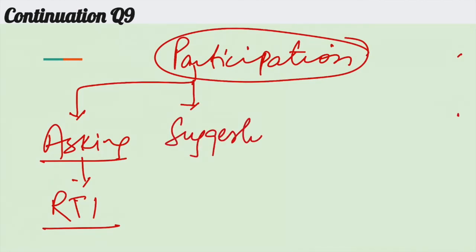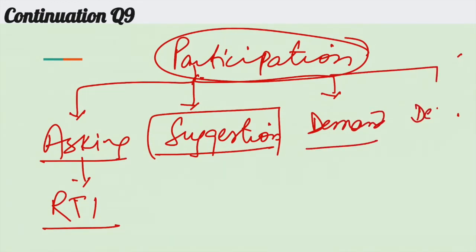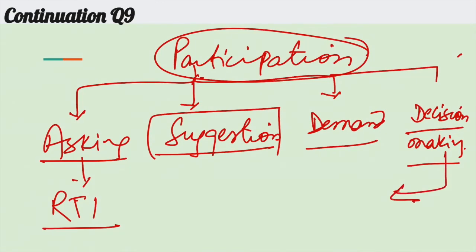How will the citizen ask for information? Through RTI. When they are asking for information, it is not that they are limiting themselves; they are also required to give suggestions to the government. When they are giving suggestions, they can demand better services, and they will also have to participate in the decision making. When these four different elements of participation are met, only then can we say that we have achieved participation in the real sense.